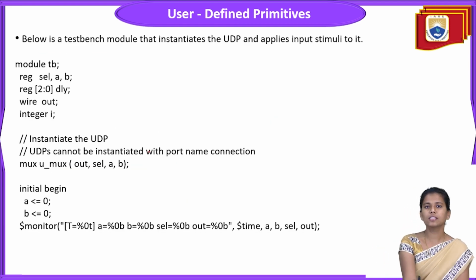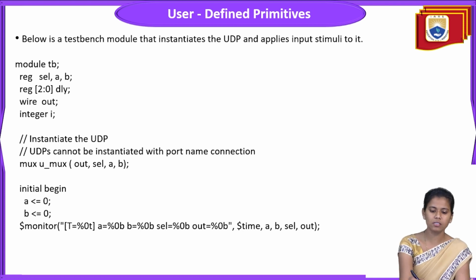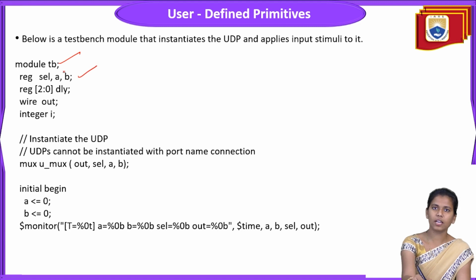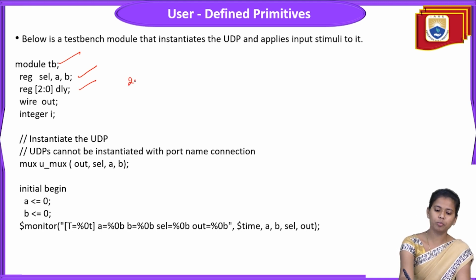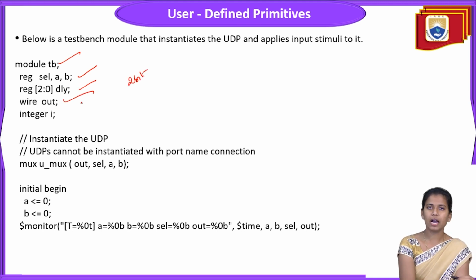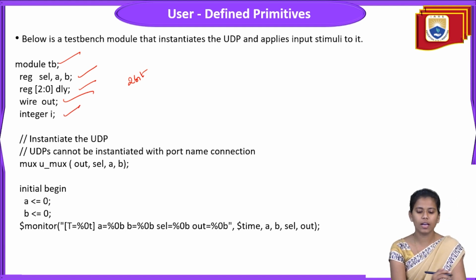Here, this is a test bench syntax. In this test bench syntax, same as the previous one, when you compare with the Verilog syntax, in the user defined primitive also we have a test bench syntax. For this module test bench, register the selection line and inputs A and B, and 2:0 is nothing but the delay. Delay with 2 bits, and wire out and integer I, just to represent the integer I.